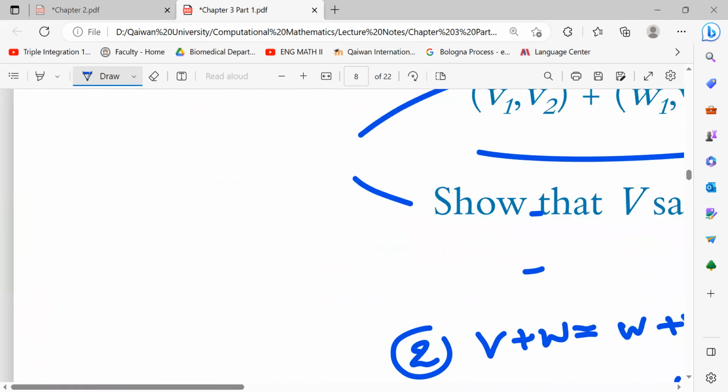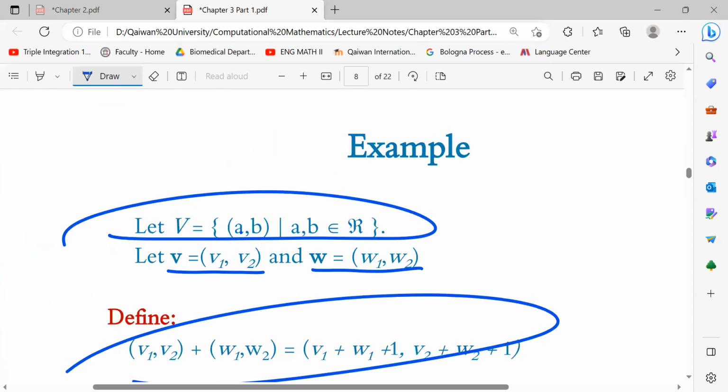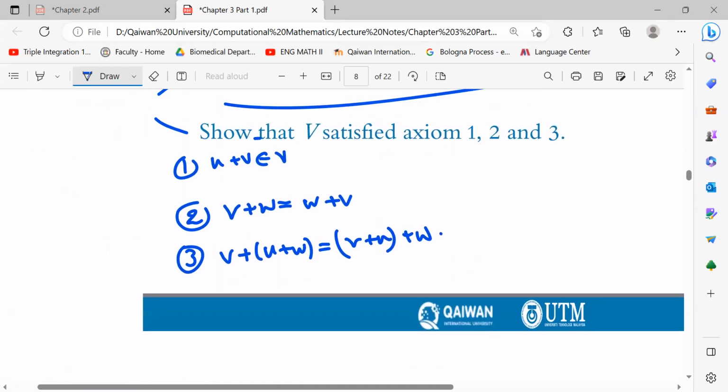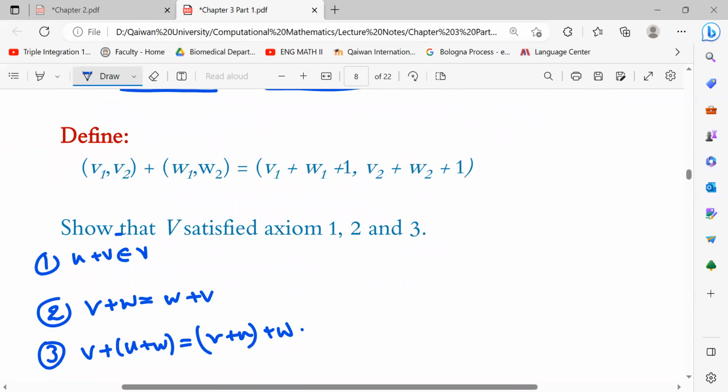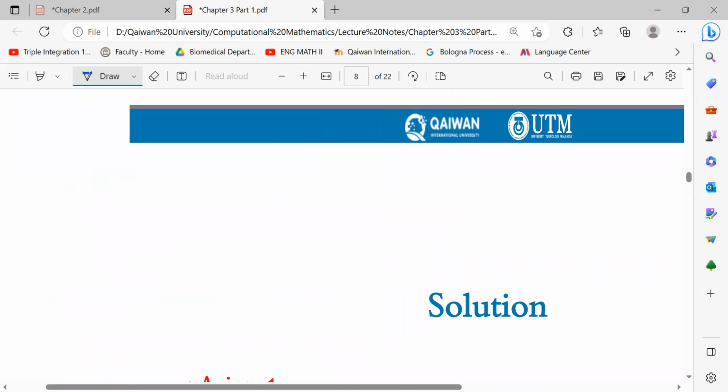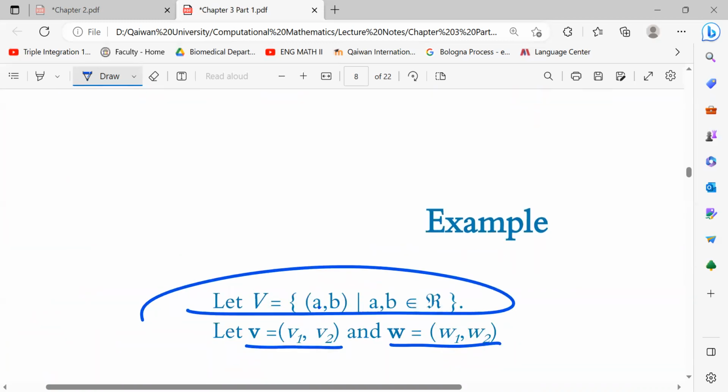So the first one is, you say U plus V is in V. Yes. Let's try if this space under this definition satisfies these three conditions or not. We let U be U1, U2. We have only two elements in it, as you see. V is A, B.